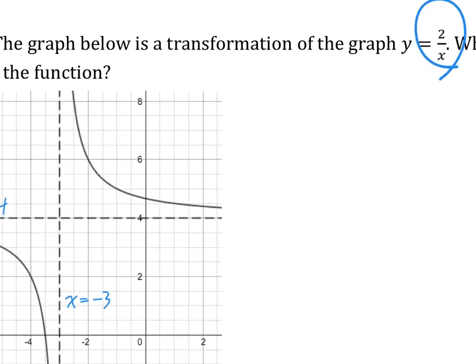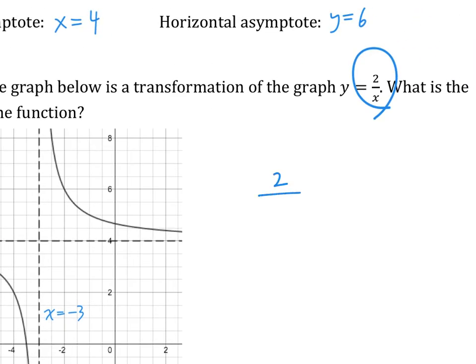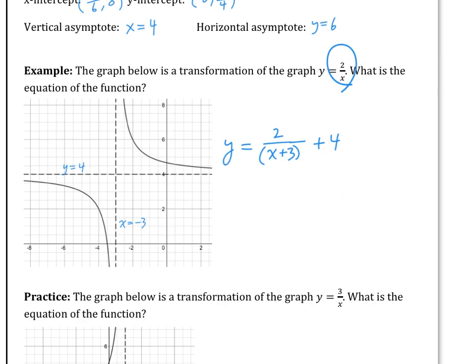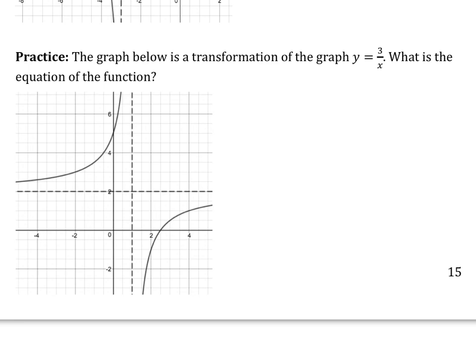So then what do I have to do to change 2 over x to model that? So how do I write this equation so it's left 3? Plus 3 here. Okay? And then up 4, plus 4 on the outside. So then y equals that. That's it. So you want to just identify where the asymptotes are. That tells you where the transformation is, and then put the numbers in. Okay, so let's have you practice.